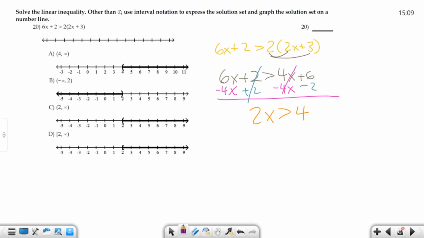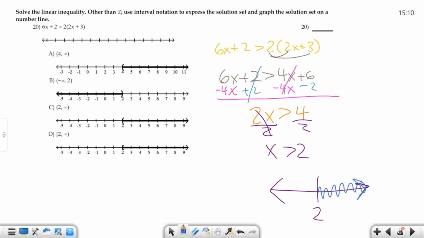And then I divide both sides by 2 and get x is greater than 2. Well, then on my number line, what number do I care about? 2. Which way is greater than? And what goes around 2? There's no equal, so it's going to be a parenthesis, right? So 2 to infinity is going to be my interval notation. So 2 comma infinity is my interval notation.